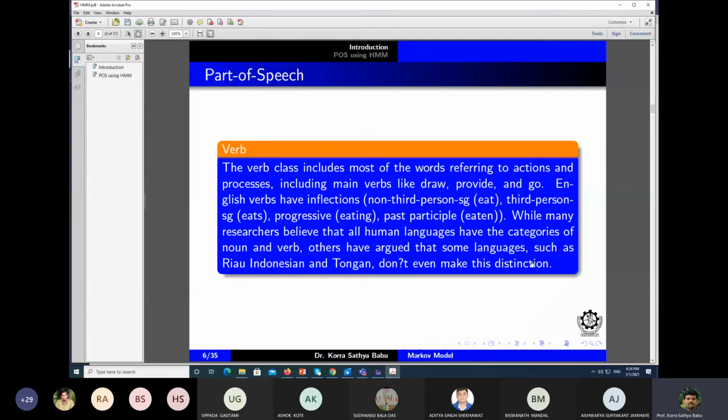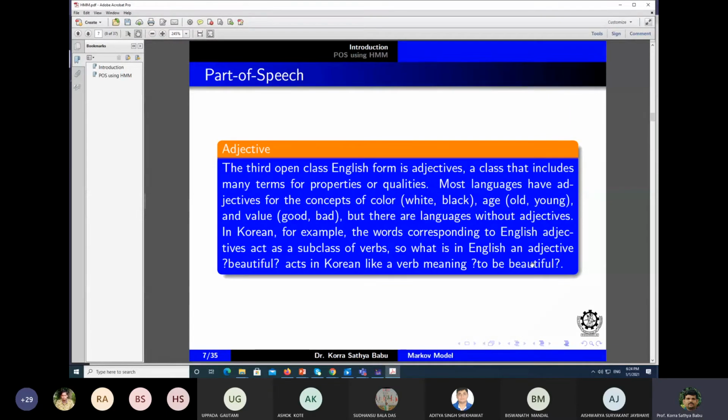Now, we have noun, verb, adjective, and adverb as the major open class categories. If you take the closed classes, they differ more from language to language than the open classes. Some of the important closed classes in English are prepositions, like on, under, over, near, by, at, from, to, with, like this.